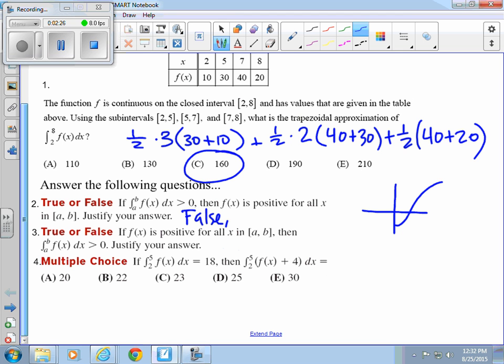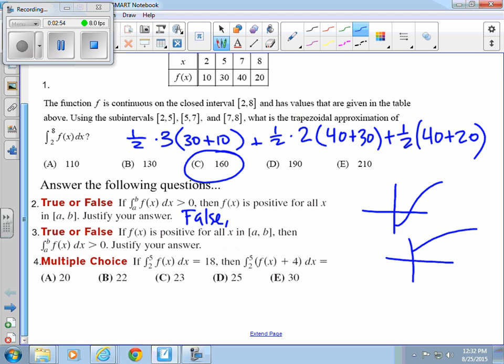If f of x is positive for all x at a b, then the integral is positive. That is true. Why? Right, if everything's positive, the area has to be positive. Right? Now just because the area is positive doesn't mean the whole function was. But if the whole function is, the area would have to be positive.